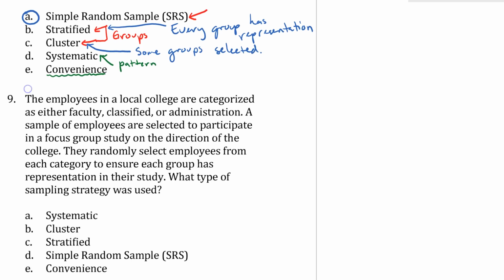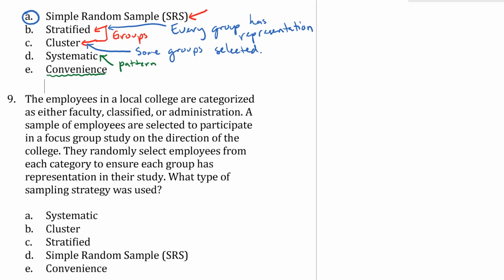Number 9 says, the employees in a local college are categorized as either faculty, classified, or administration, and a sample of employees are selected to participate in a focus group on the direction of the college. They randomly select employees from each category to ensure that every group has representation in their study. Which type of sampling strategy was used?